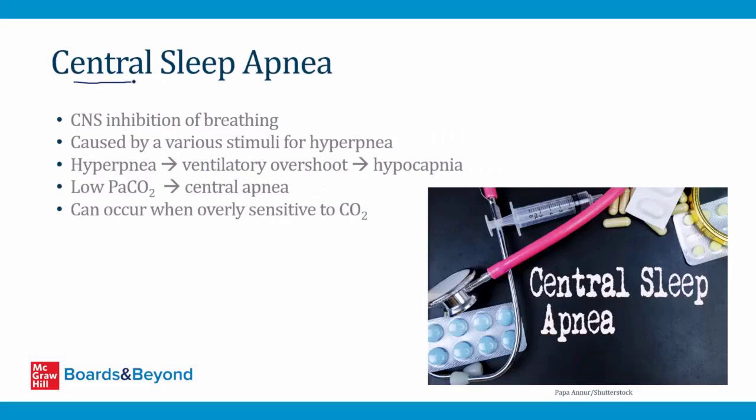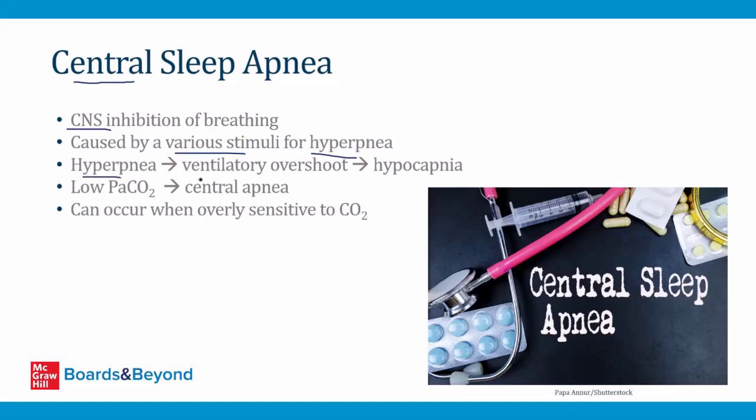Let's talk about central sleep apnea first. So as I just mentioned, this occurs when the central nervous system inhibits breathing activity. Basically, it stops sending signals to the diaphragm to continue breathing activity during sleep. The way this happens is, first, there's some stimulus that causes hyperpnea. So hyperpnea means an increase in respiratory rate and tidal volume, basically an increased ventilatory rate in the lungs.